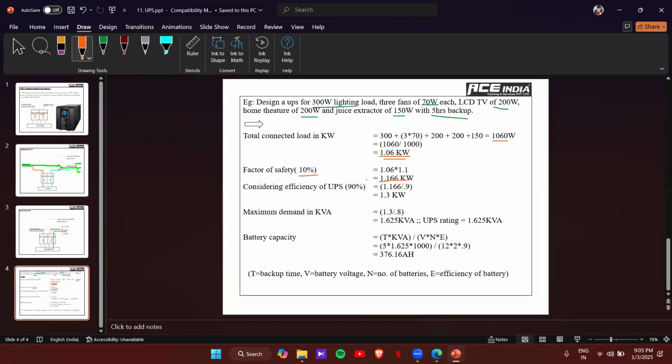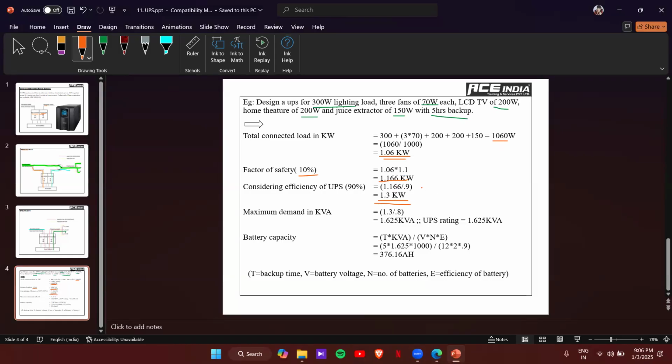Okay. Now, next step, we have to choose a UPS. You can see that there is no system which will be giving 100% efficiency. In the same way, the UPS also has a certain efficiency. It will vary depending upon the manufacturer or the brand. Here I'm just considering a 90% efficiency for my UPS. So 1.166 divided by 90%, that means 0.9, I'll have 1.3 kilowatt. So this will be the final connected load.